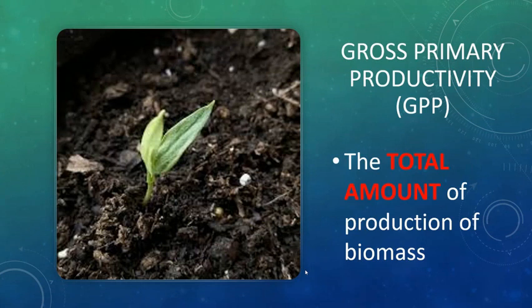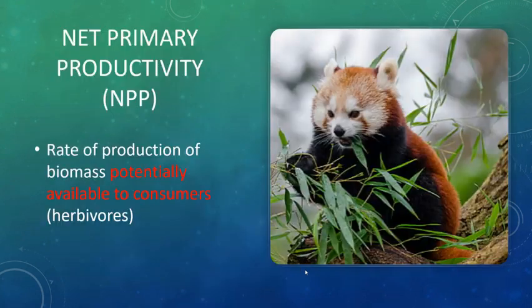There's two major types of primary productivity. So first is gross primary productivity. This is the total amount of biomass that's being produced. The other type is net primary productivity. So this is the rate of production of biomass that's available to the next trophic level.